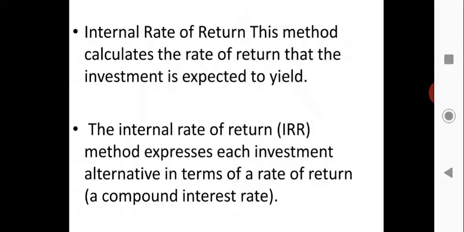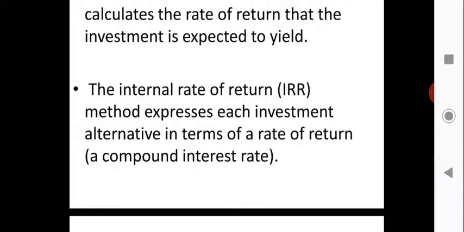What rate of return does that investment yield? The internal rate of return method expresses each investment alternative in terms of a rate of return, a compound interest.